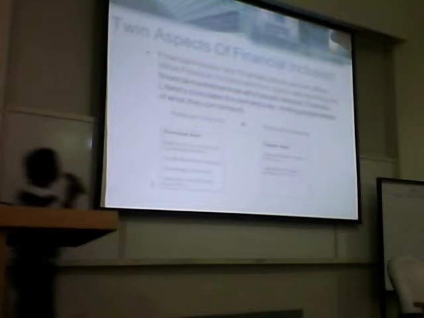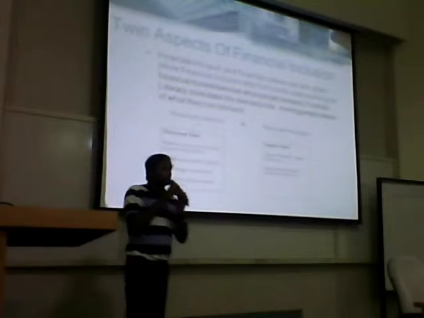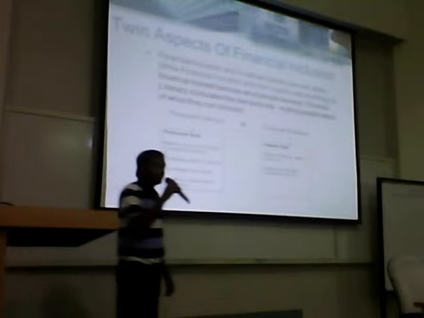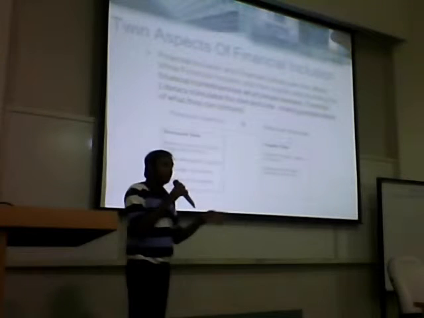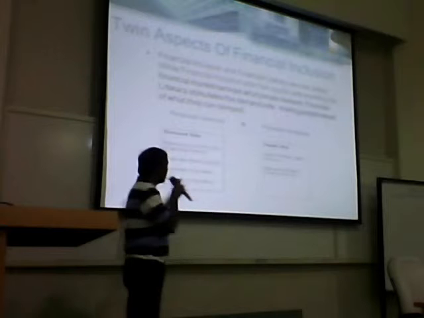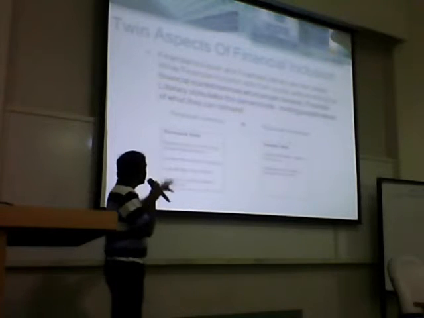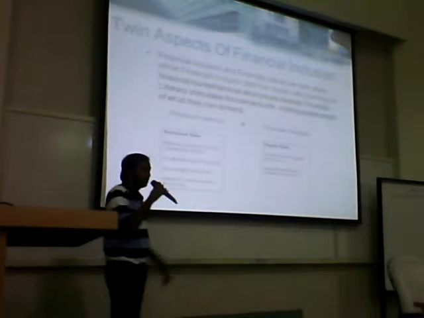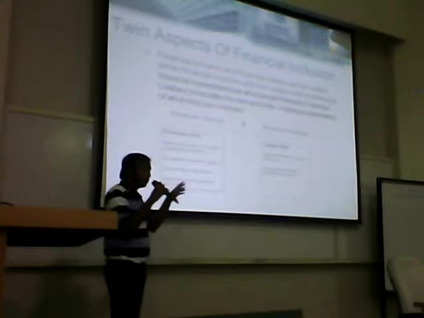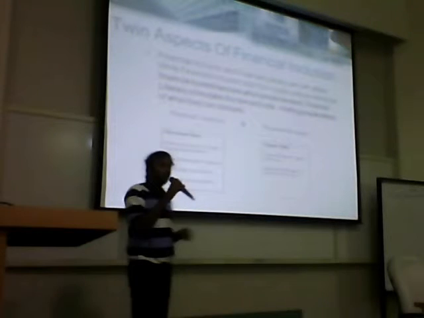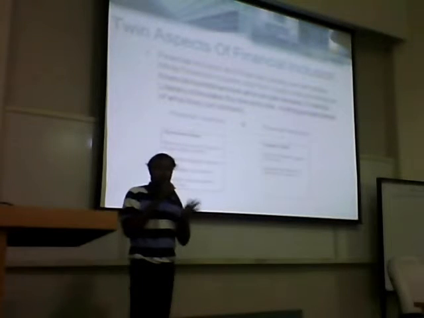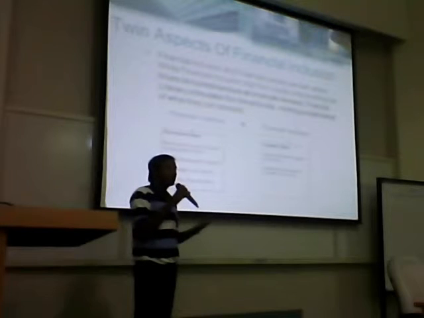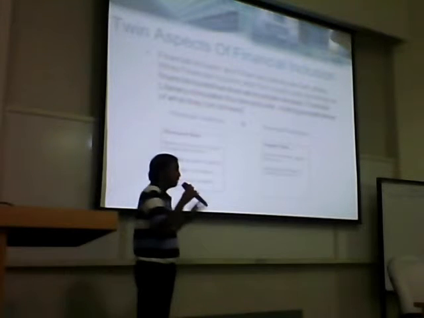Okay, now I will talk about the twin aspects of financial inclusion. For the proper functioning of financial inclusion, it cannot function individually. It is completely dependent on another aspect called financial literacy. So there are two main aspects: financial literacy and financial inclusion. So what is financial literacy? Financial literacy basically looks at the demand side of financial inclusion. That is, it creates demand for financial inclusion.